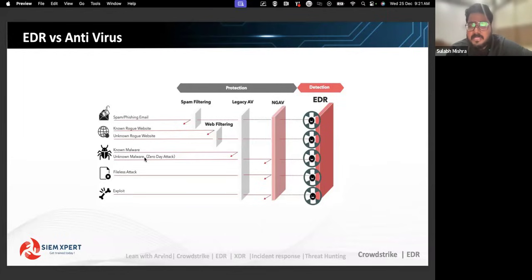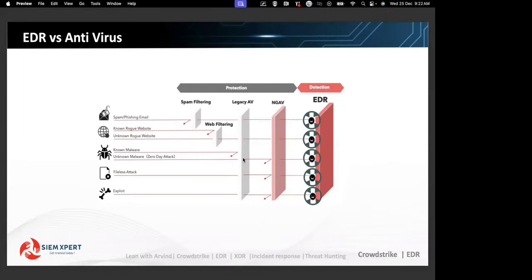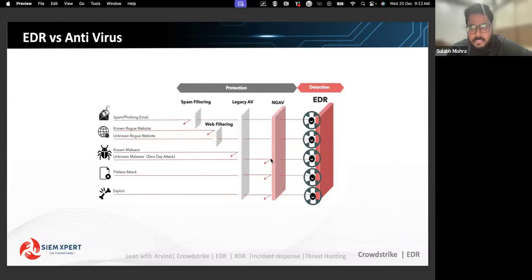What if it is an unknown malware, which is a 0-day? Will your legacy AV block it? No. Next gen antivirus may block it, based on the behavioral based detection, but EDR will 100% block it.